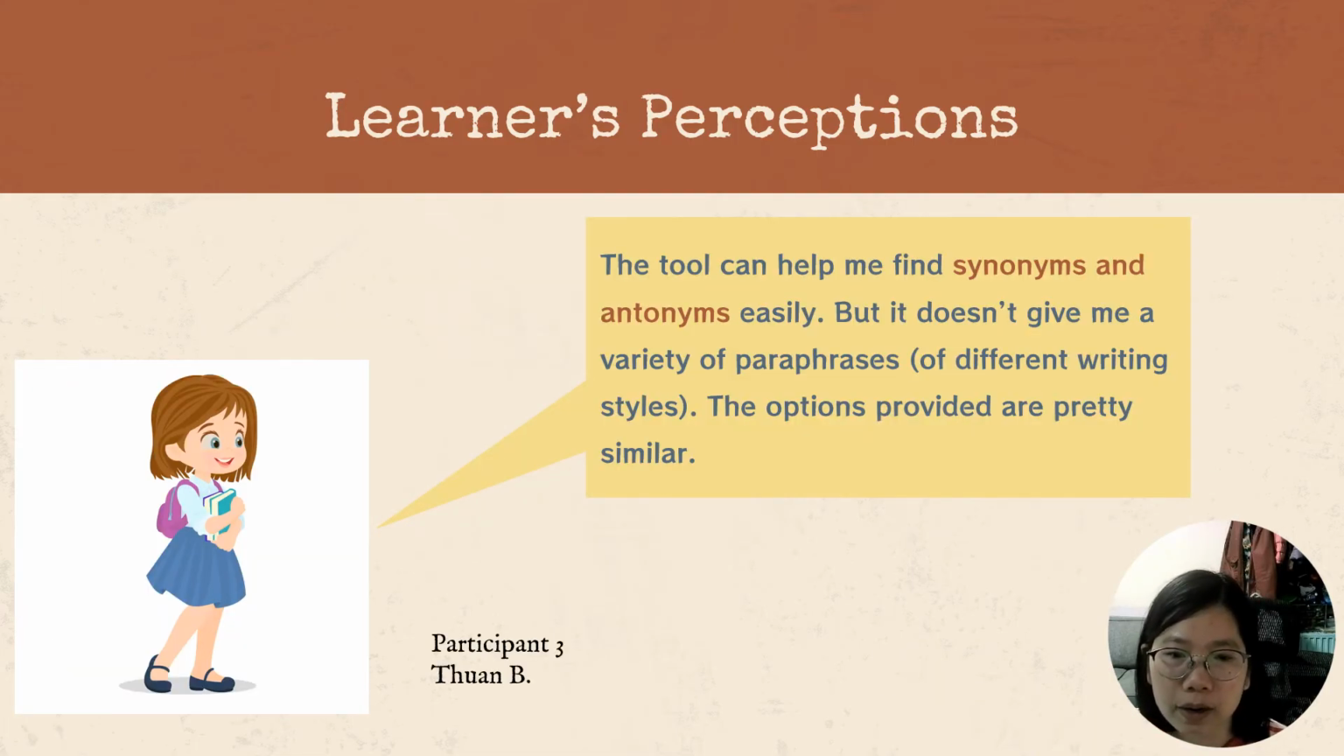And for participant 3, she said that the tool can help her find synonyms and antonyms easily, but "it doesn't give me a variety of phrases of different writing styles. The options provided are pretty similar." So antonyms and synonyms are also important in improving her lexical diversity.